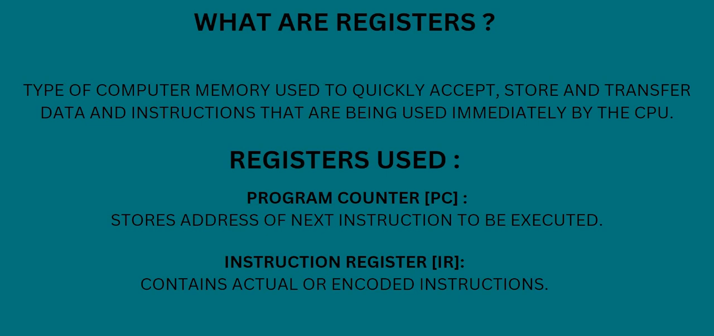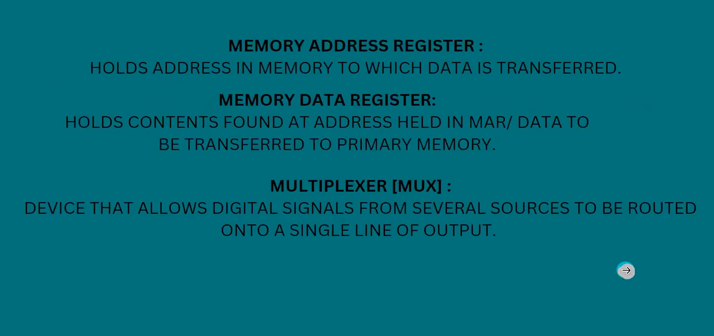So now let us look at some of the commonly used registers that we will be using in the instruction execution cycle. The first one is the program counter or PC. This stores the address of the next instruction to be executed. Then we have the instruction register or IR. It contains the actual or encoded instructions. Then we have the memory address register or MAR. This holds the address in memory to which data is transferred.